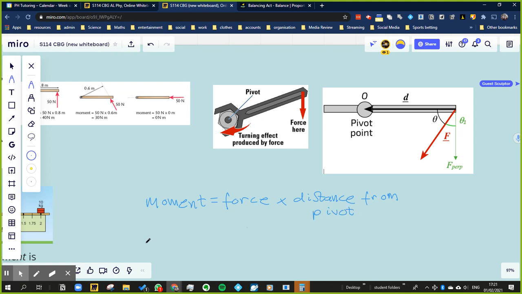Wait, so the pivot is not the thing that's turned. The pivot is the point at which the turning occurs. Everything's turning when the lever's turning, it's all turning around this pivot. The pivot is the point at which things are turning about. So the pivot is the only thing that's not moving, I suppose. That's staying, and then everything else is moving around it.